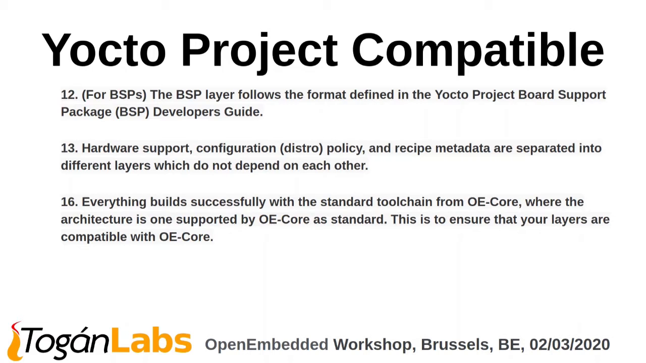Okay. Hardware support, configuration, distro policy, and recipe metadata are separated into different layers which do not depend on each other. Can we hold the laughter in on this one? Because I have examples, which did not take a long time for me to find, where this is absolutely violated. And then number 16, which I read and started laughing hysterically: everything builds successfully with the standard toolchain from OE-Core, where the architecture is one supported by OE-Core as standard. This is to ensure that your layers are compatible with OE-Core. Yeah.